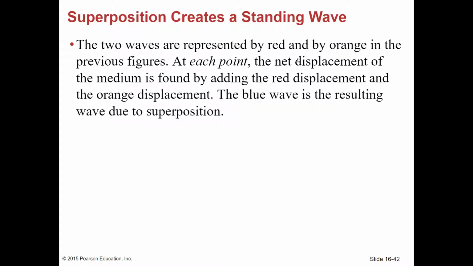The two waves are represented by the orange and red lines. At each point, the net displacement of the medium, which means of the blue string, is found by adding the red displacement and the orange displacement. The blue wave is the resulting wave due to superposition. Okay, so the red and the orange waves, you wouldn't actually be able to see those in real life. All you would see is the result of them added together in that blue line.